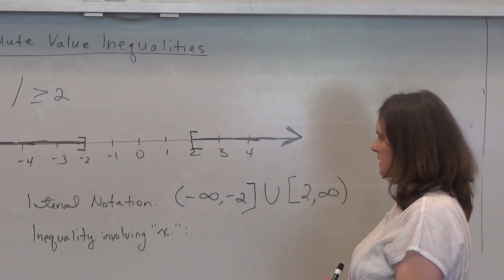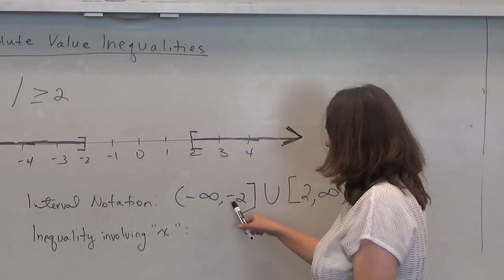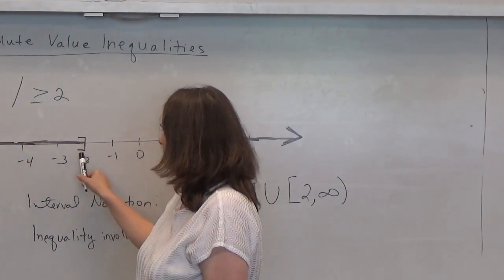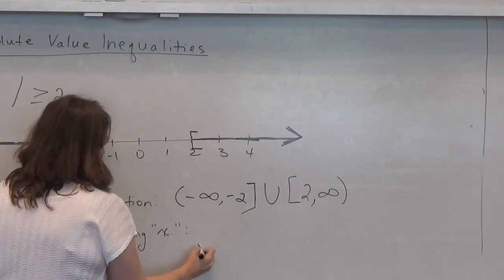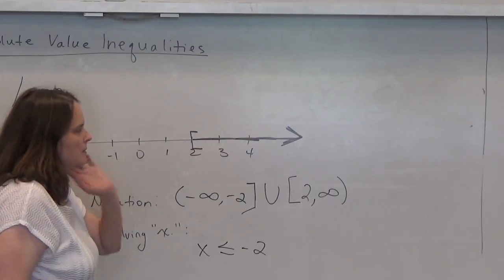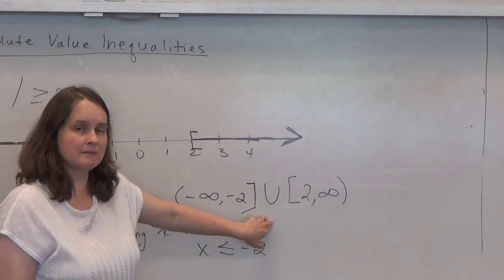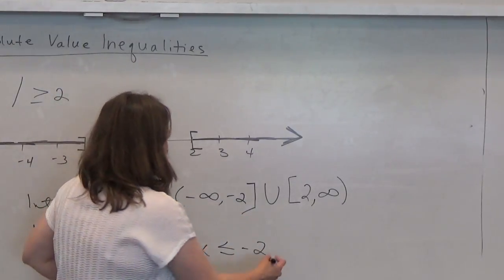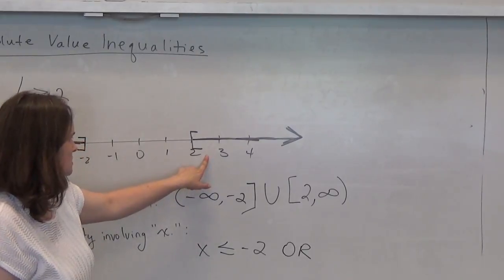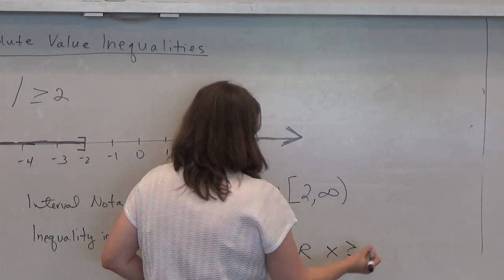How do we write this as an inequality involving x? Well, negative infinity to negative 2 comes from here, and you can see that's everything less than or equal to negative 2. So x is less than or equal to negative 2. All right. Remember, the union symbol means the same thing as or. So we'll say or, and then for this piece, x is greater than or equal to 2.